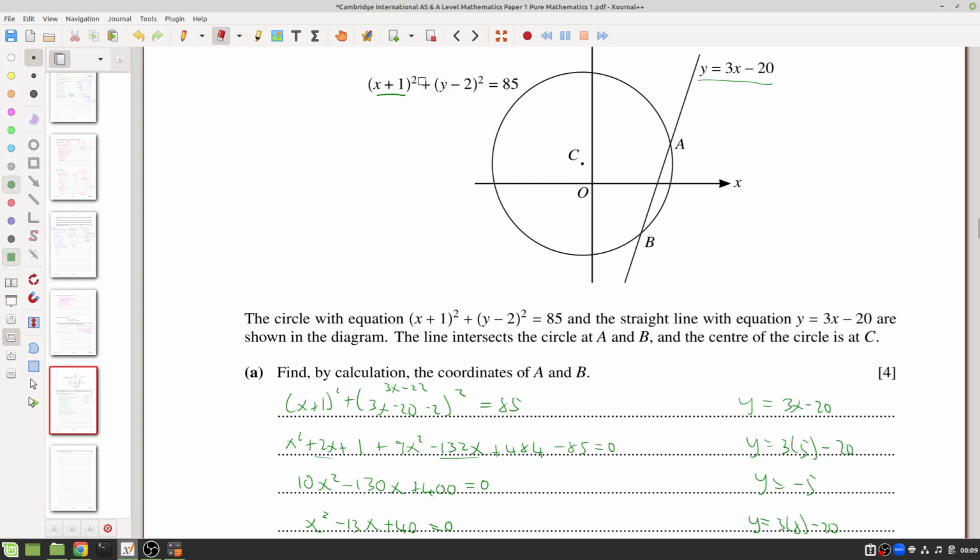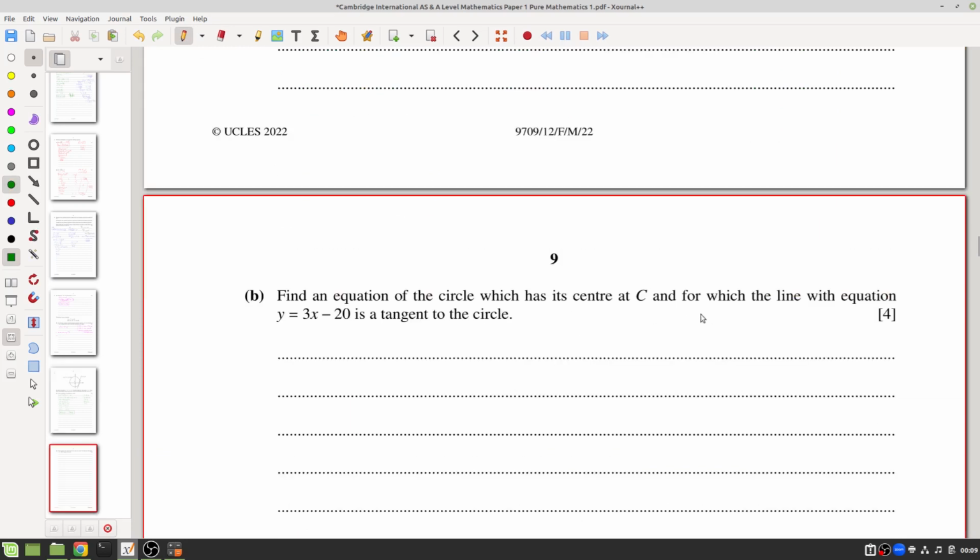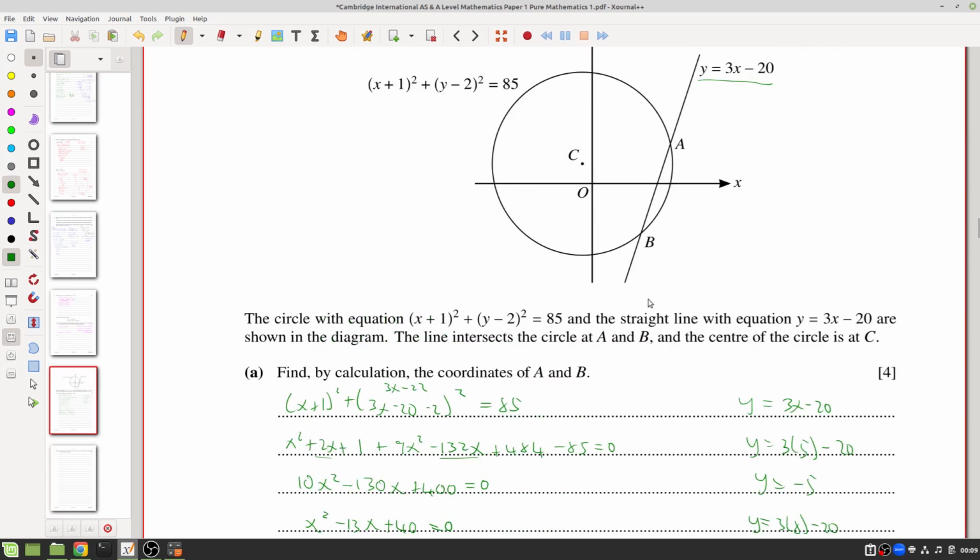Okay, so a circle with center C, and for which the line with this equation is now tangent to the circle. So now this line must be a tangent to the circle. So a couple of ways we can do this. I can see 2 ways to do this straight off the bat. And the one is, since this is a bigger circle, all we need to do is make this circle smaller. So this distance must become smaller now. We have to find this distance.